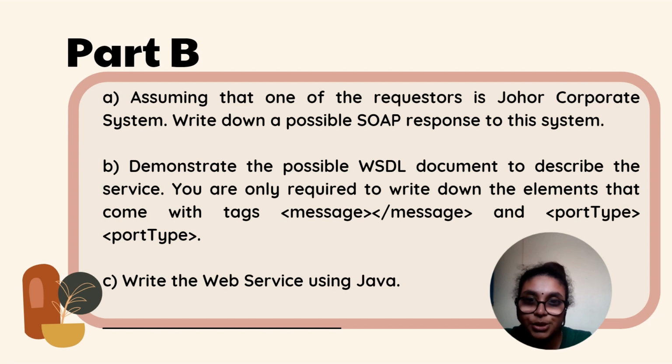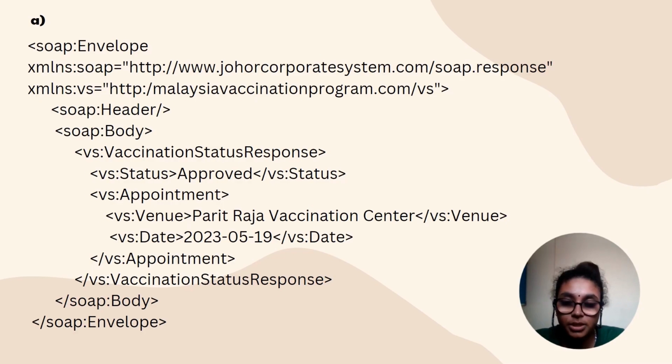The first question is that assuming that one of the requesters is Johor Corporate System, write down a possible SOAP response to this system. Question B is demonstrate a possible WSDL document to describe the service. You are only required to write down the elements that come with types, message, and port type. And question C is write the web service using Java. So here's the answer for question A.